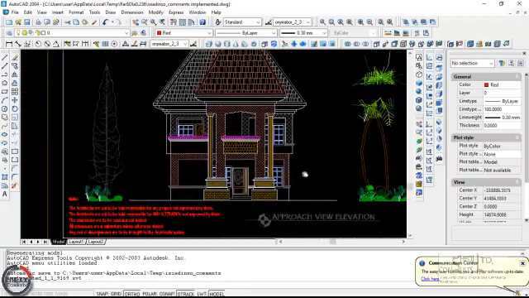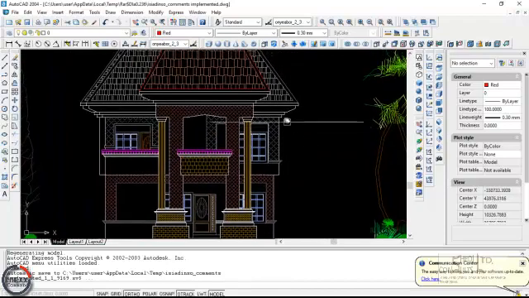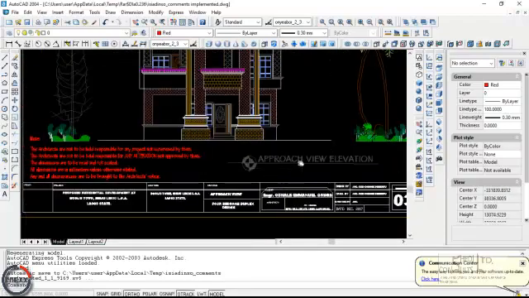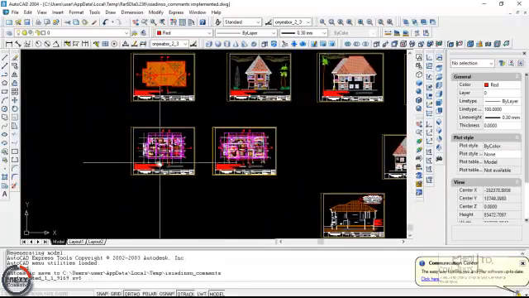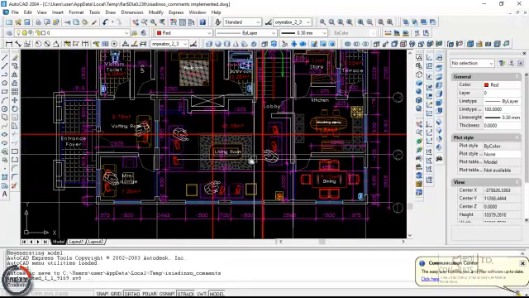This is a two-story structure because you have the first floor level, and then that's the roof level. This is the approach view. Okay, and then this is the ground floor plan.